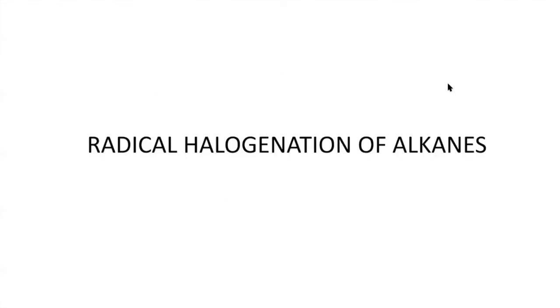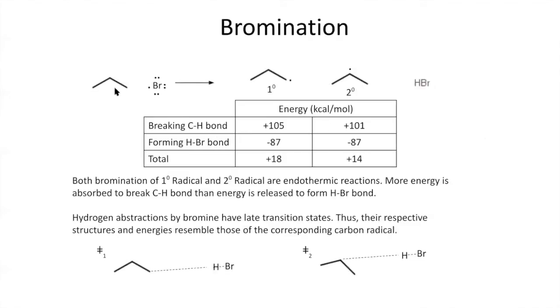So if we look at the 2 key steps of this reaction, what happened here? The key step is propagation 1, where the bromine can collide with one of the primary carbons to give a primary carbon radical, or with the secondary to give a secondary carbon radical. That's going to determine the final product.